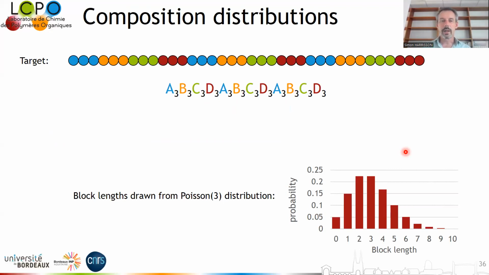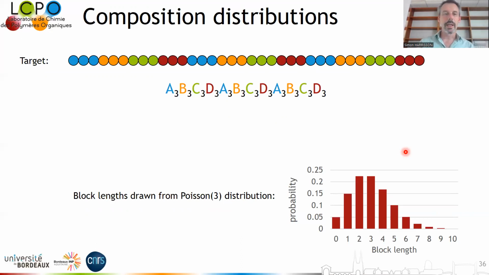So if we were to take this hypothetical example of a 12-block copolymer consisting of these repeating sequences of short blocks of monomer A, B, C, D, A, B, C, D, A, B, C, D, each block being 3 units long on average, and we're working in ideal conditions. So we're going to select the block lengths from a Poisson distribution with average length of 3. So we can see our target structure.